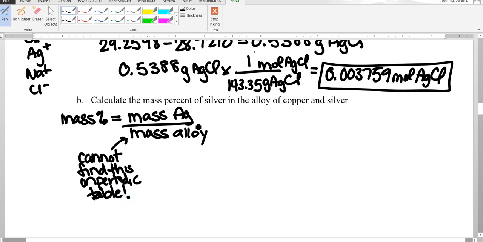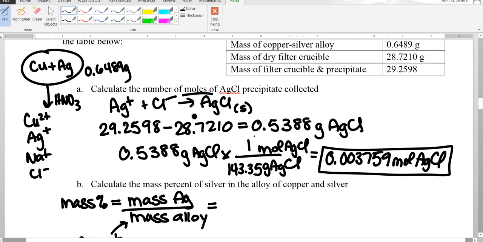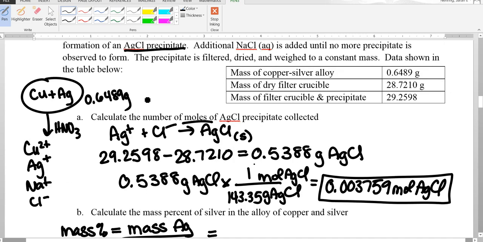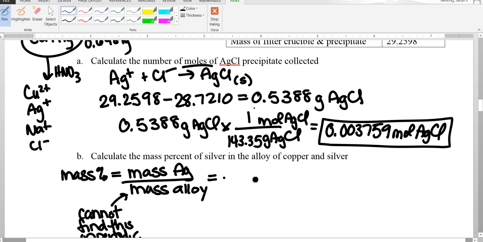We don't know what the ratio of silver to copper is. Because I've seen some people look at the periodic table and just add up the masses of silver and copper to find the mass of the alloy. That doesn't work. We don't know what ratios they exist. It could be 90% silver, 10% copper. There's no such thing as a molar mass of a mixture. So what we need to do is we need to look at experimental data. So what's the mass of our alloy? Well, we weighed it. It's 0.6489. That's the mass of my alloy.